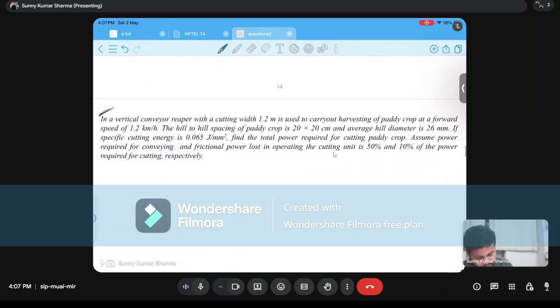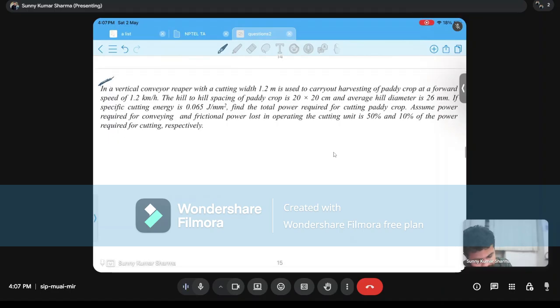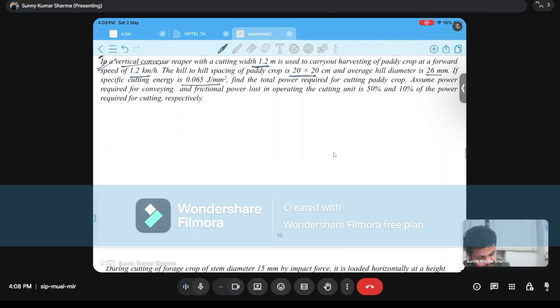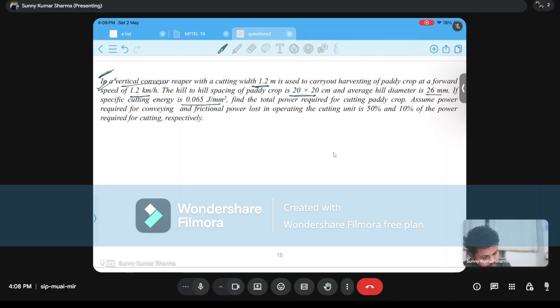So next is again the question for vertical conveyor reaper of this week. And the question is, a VCR with a cutting width of 1.2 meter is used to carry out harvesting of paddy crop at a forward speed of 1.2 kilometer per hour. The hill to hill spacing of paddy crop is 20 into 20 centimeter and average hill diameter is 26 mm. If the specific cutting energy is 0.065 joule per mm square, find the total power required for cutting paddy crop. I think this question we have just discussed few minutes ago. So we will move to the next question.